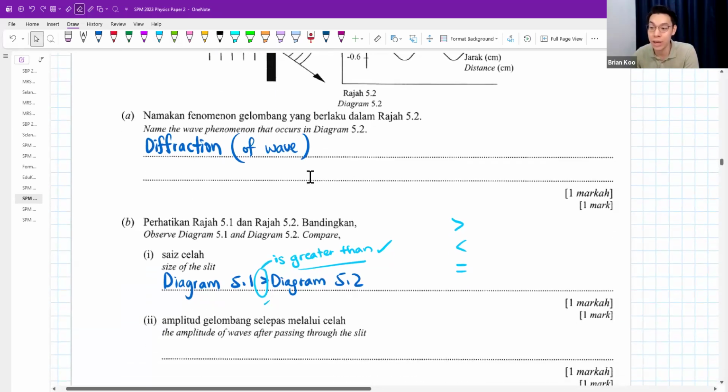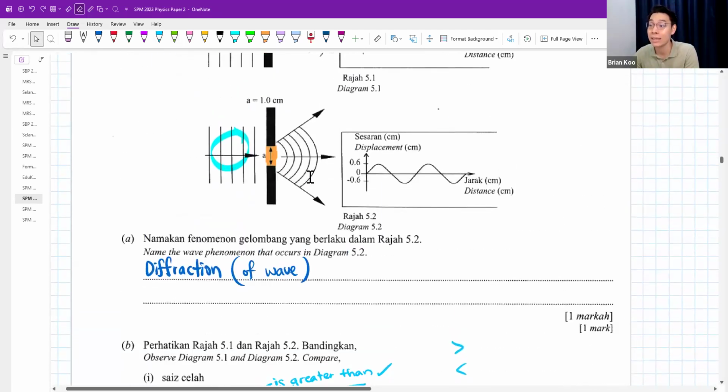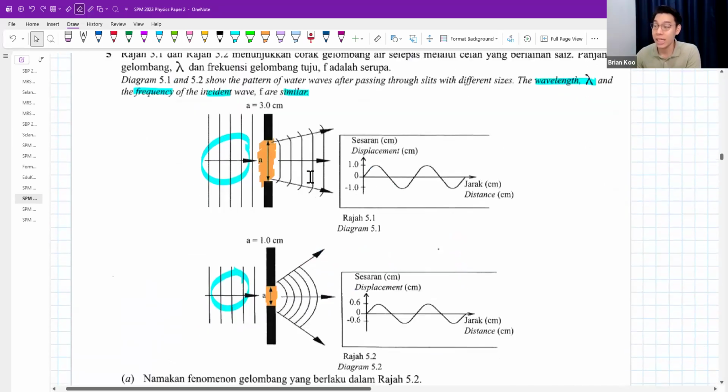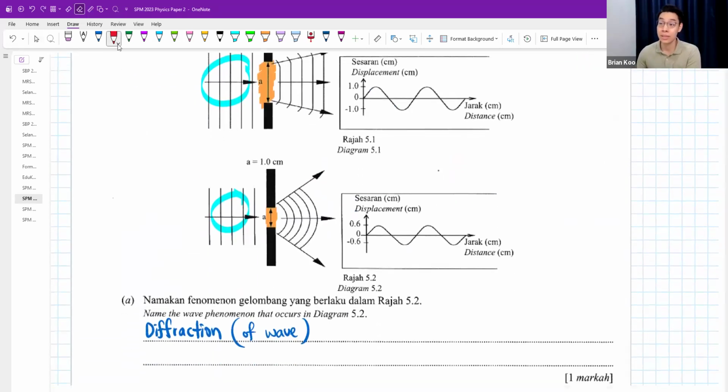Next one, the amplitude of wave after passing through the slit. The amplitude actually is the displacement. You cannot tell from the first picture, but from the graph you can tell. The displacement tells us how high the water wave will go, how high and how low it will go. In this case, the amplitude is 1 for this one. For this one, the amplitude is 0.6.